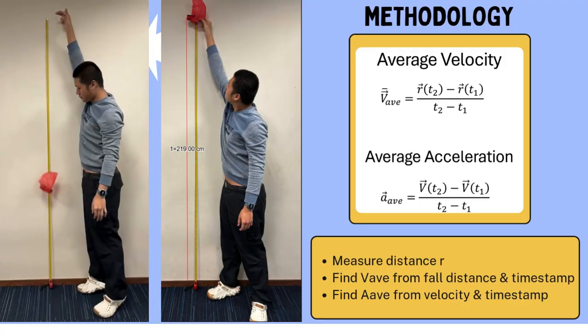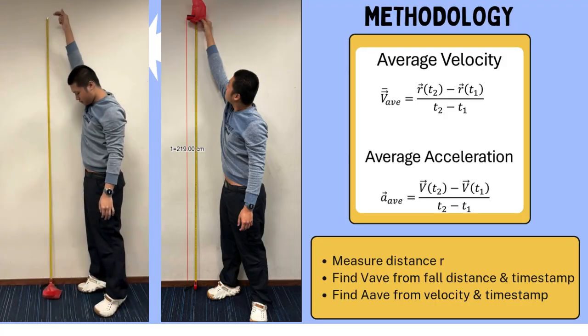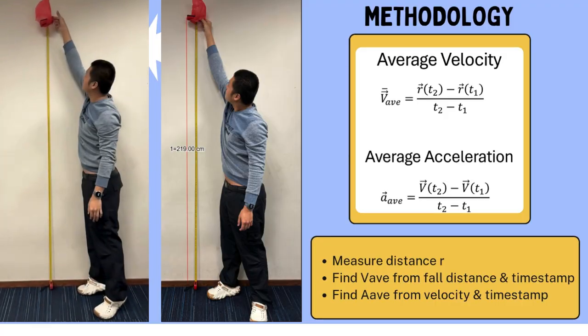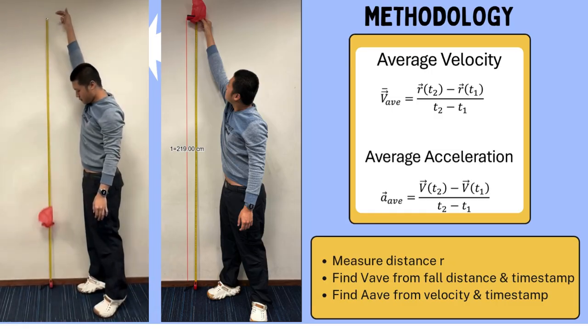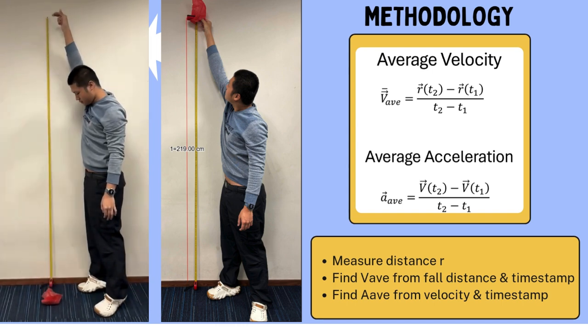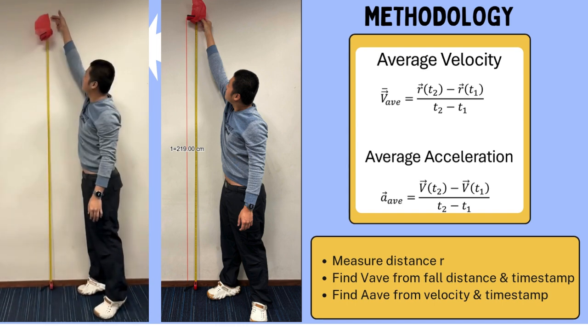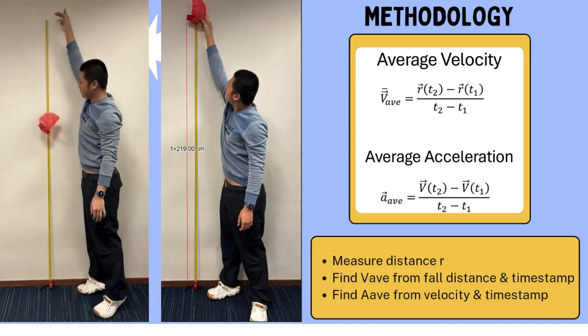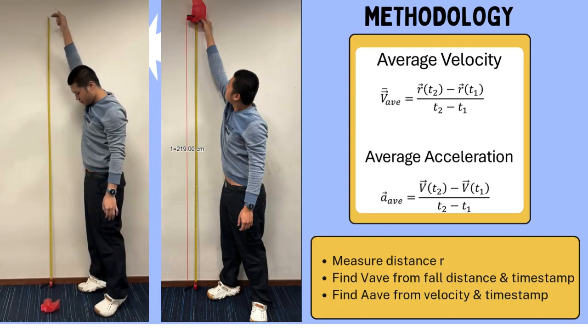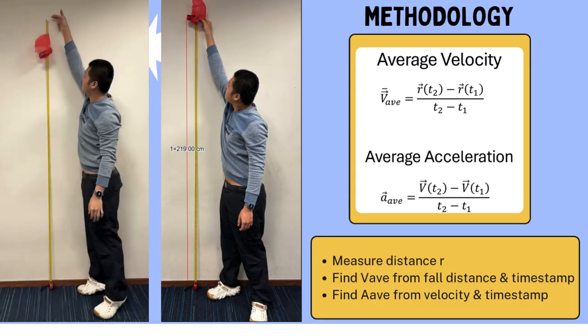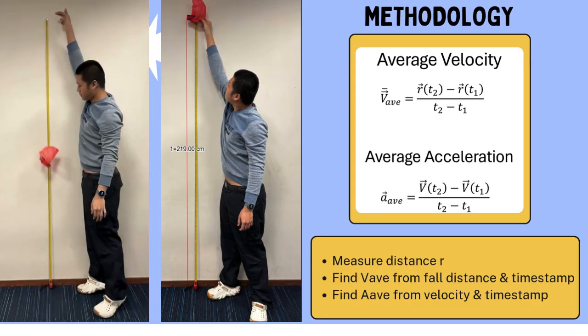The average acceleration was calculated using the velocity at the end of one snapshot minus the velocity at the beginning of that snapshot divided by the total time it took for the displacement between the two velocities. Therefore, we measured the distance r between snapshots of each slow-mo picture, found the average velocity from fall distance and from each timestamp, and the average acceleration from the velocity and timestamps.